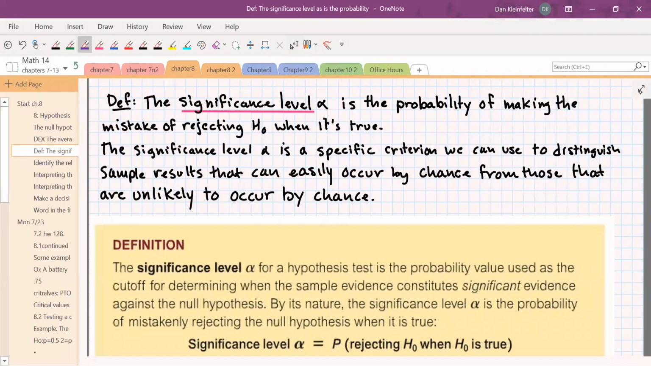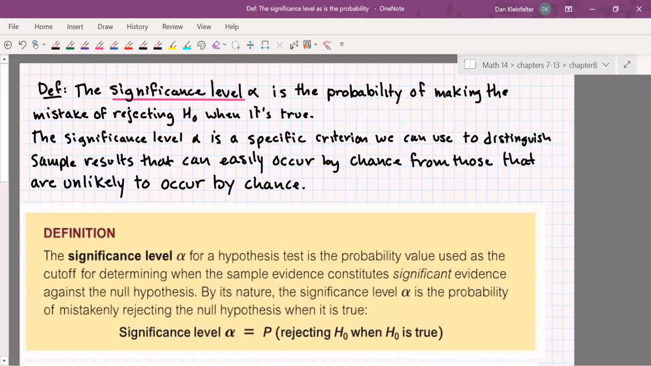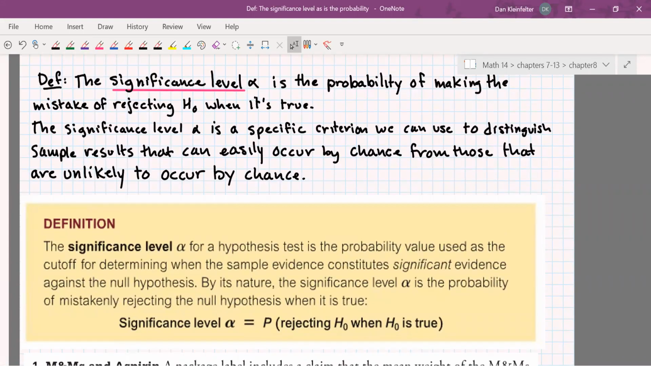All right, so now we're going to work into some of the specific details out of the long flowchart here. We have in this slide more to say about the significance level alpha. The significance level alpha is the probability of making the mistake of rejecting H0 when it's true.